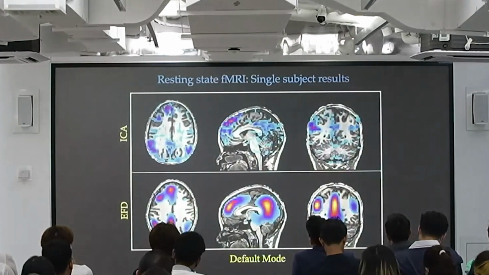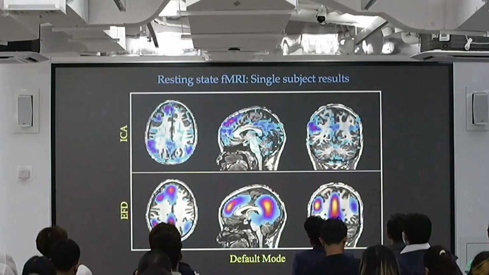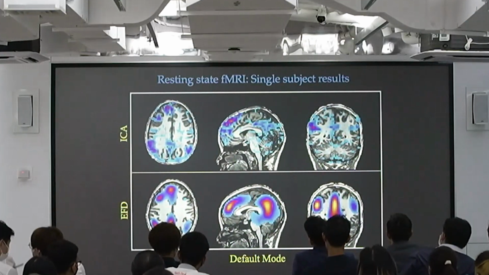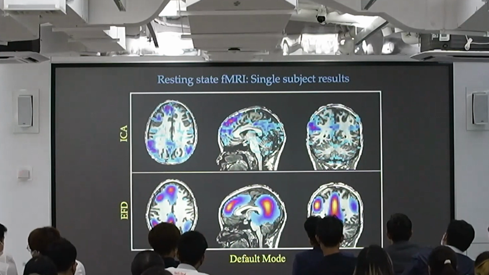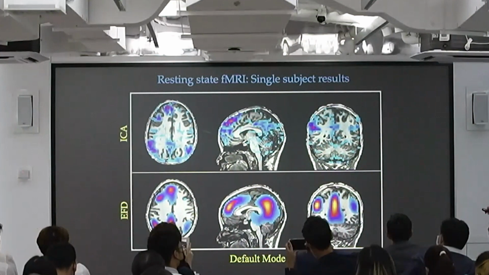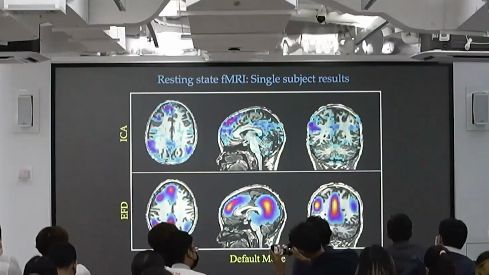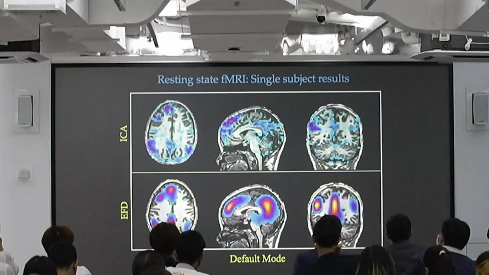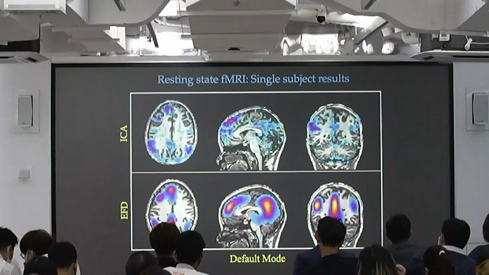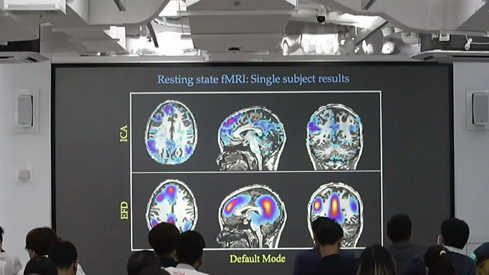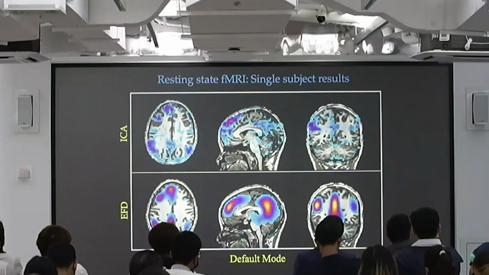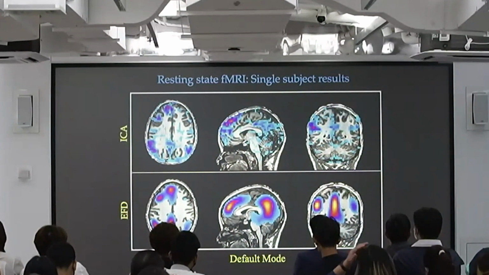So here's just an example. This is independent components, and this is the same data set using EFD. And you get these very well-defined regions. There's a reason for that: where you have noise that is uncorrelated, the right way to think about it, since this is a probabilistic method, is that the probability that it is actually a real signal is so low. So it's a formal way to look at that problem. This is single subject data.